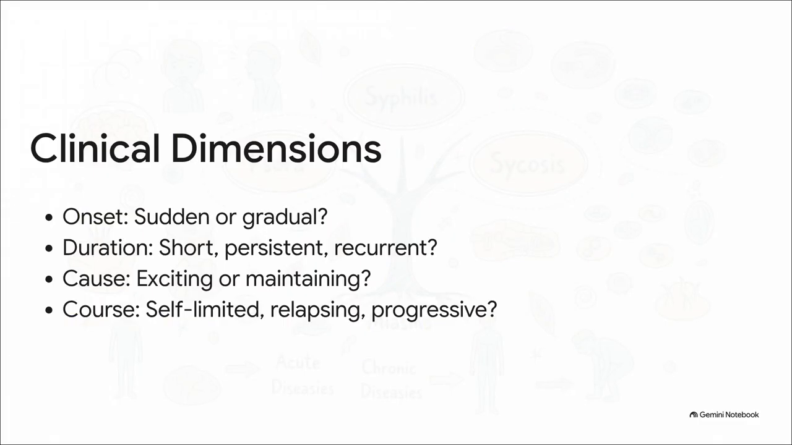Now, you might think duration alone is enough to classify an illness, but it's really not. Practitioners actually evaluate 4 clinical dimensions to build their hypothesis. First, they look at the onset. Was it sudden or gradual? Then they evaluate duration. Is it short, persistent, or maybe recurrent? Third, they identify the cause, searching for a sudden, exciting trigger like freezing rain, or a maintaining cause like living in a damp house. And finally, the course. Is this thing self-limited, relapsing, or is it steadily progressive?